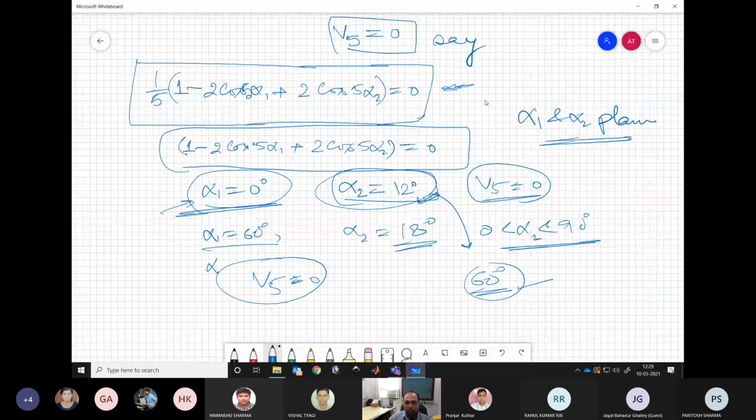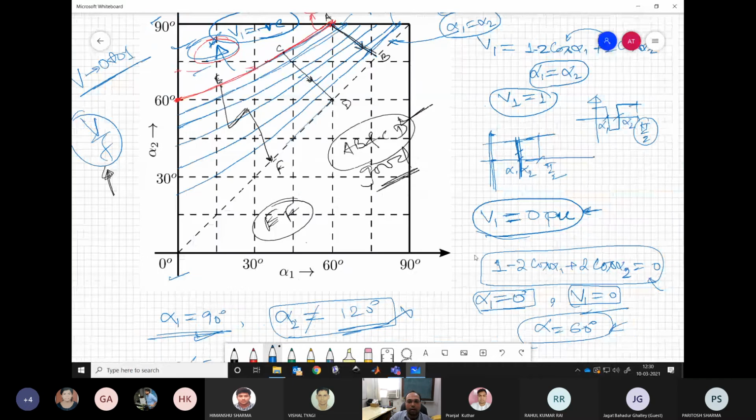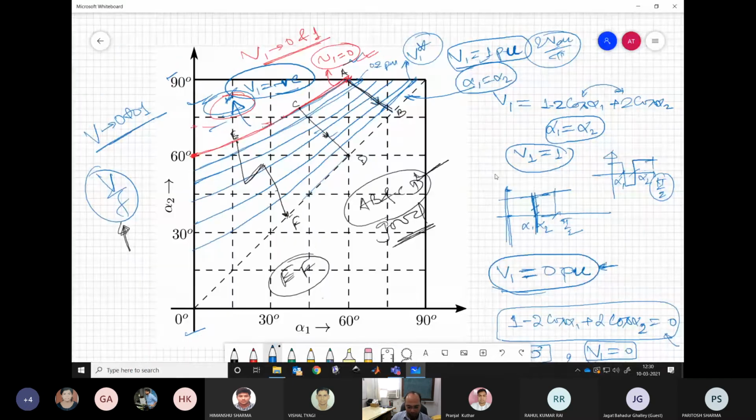So let me plot with these values what we have got in the alpha 1, alpha 2 plane. So what we may have: this is one point, so 30 degree, this is 15, somewhere 12 here. This is one point where V5 equals 0. This is another point where V5 equals 0. Now if you compute, there could be many more points on this graph which will give the same value of V5, which is 0. And this will be located something like this.